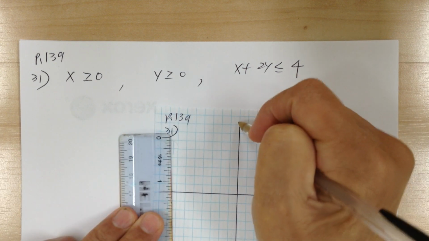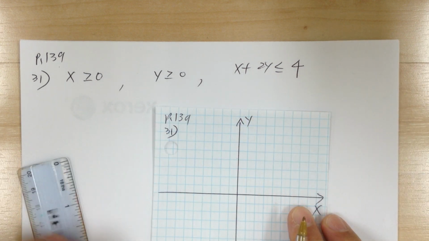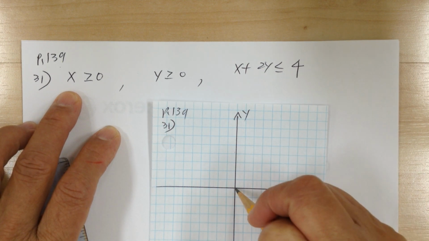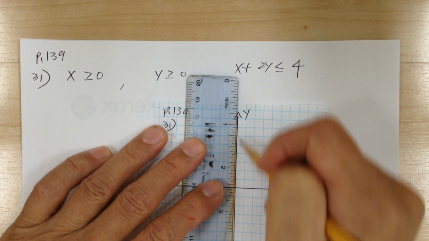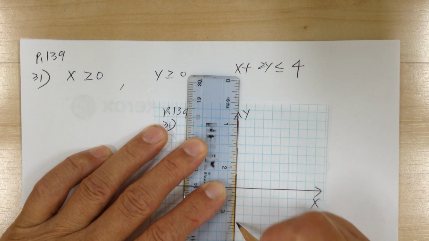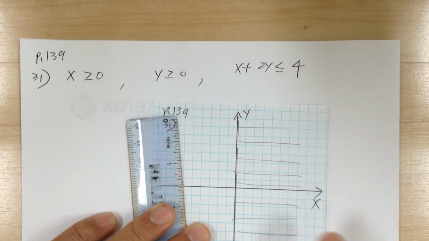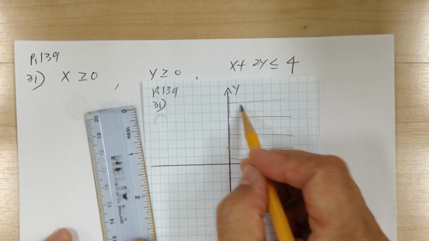Okay, so that's x. This is the y-axis. So this one, the x is greater than or equal to 0. So here's the x, here's just 0. So this would be, okay, so that's this one here.